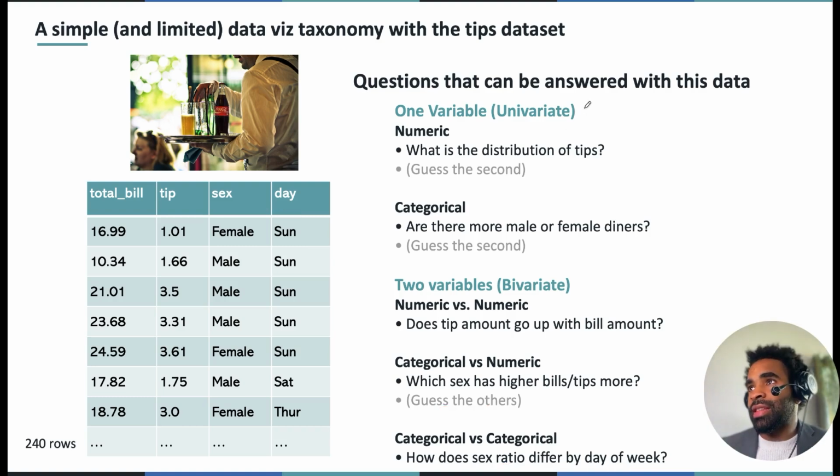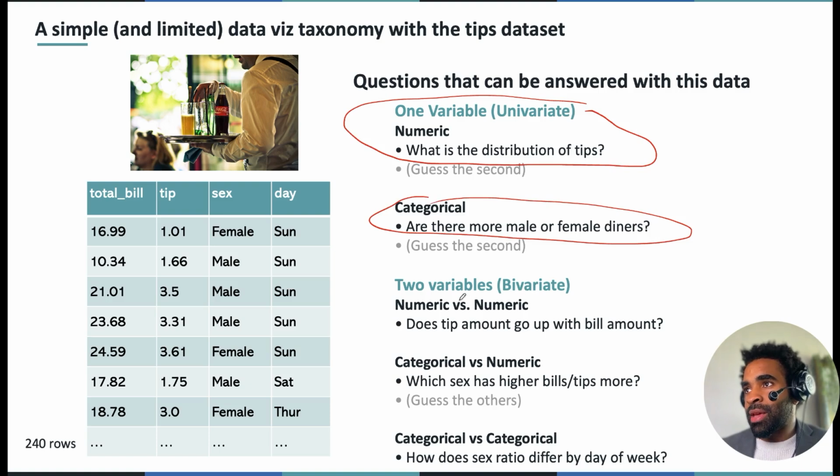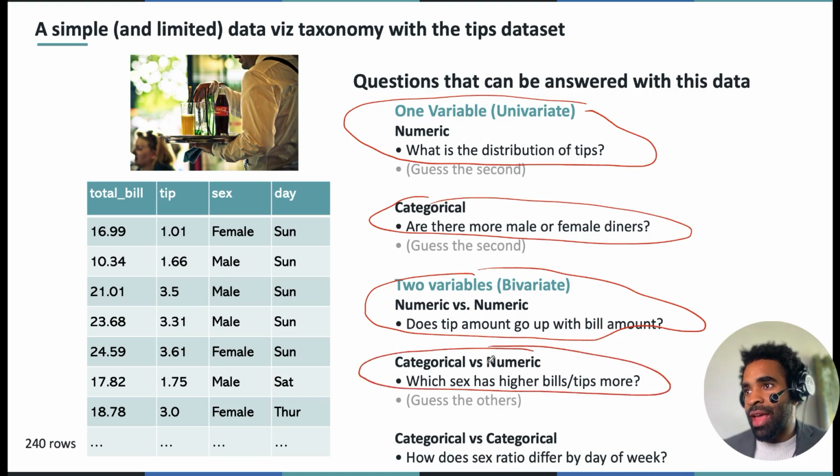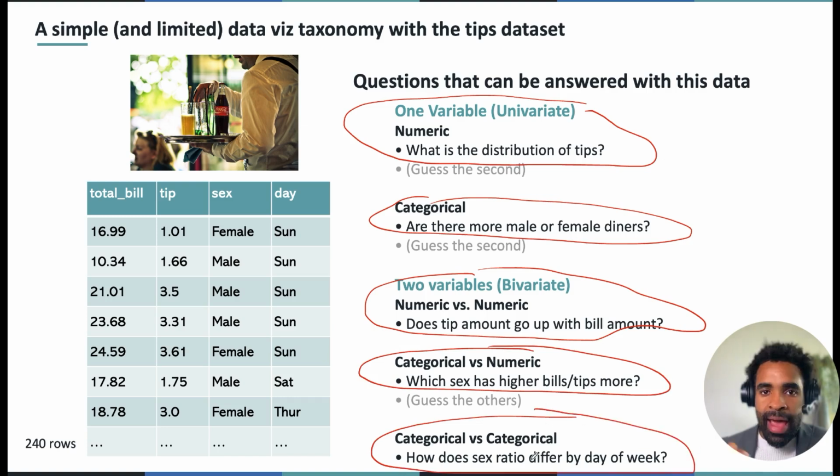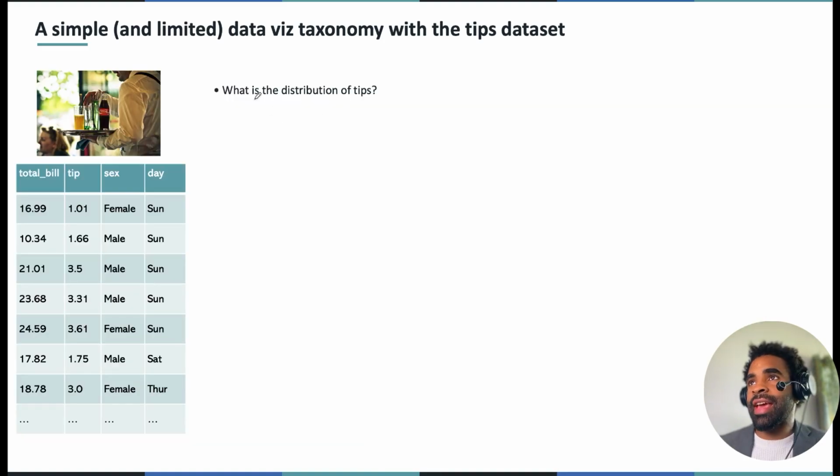So now we're going to take these 5 questions: the univariate numeric one, the univariate categorical one, the bivariate numeric versus numeric one, the bivariate categorical versus numeric one, and finally, the bivariate categorical versus categorical one. And we're going to build a simple taxonomy of the kinds of plots that we need to visualize each of these 5 kinds of relationships. So let's look at the first one.